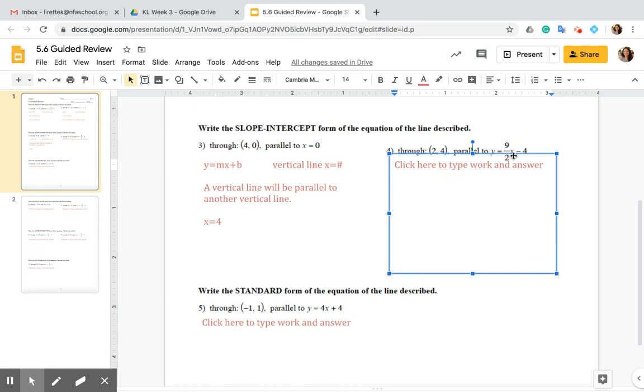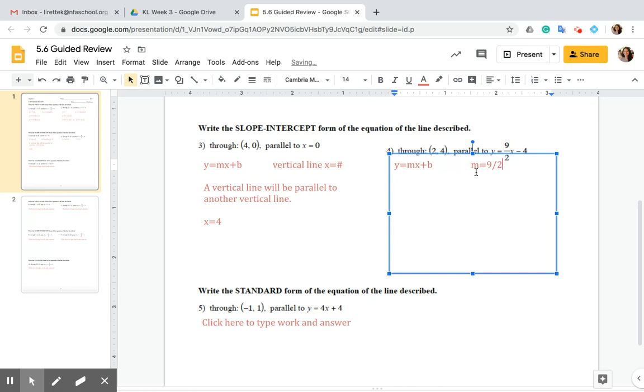We're not going to get so lucky for this one. We're going to have to do a little bit of work. It's not a vertical and it's not a horizontal. I have both a y and an x, but I still want it in slope-intercept form. So I'm going to write my form, y equals mx plus b, and because it has to be parallel, I need to use the same slope. So the slope that I need to use for my equation is 9/2.